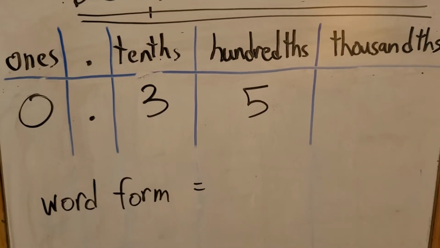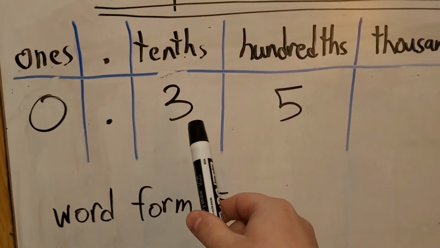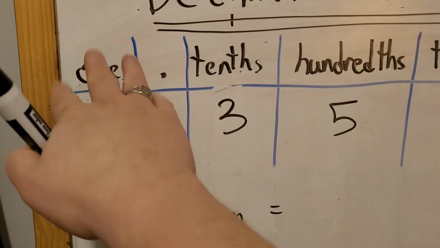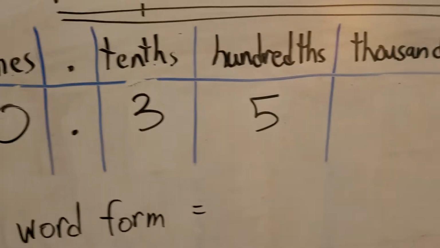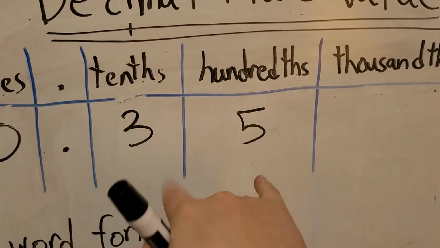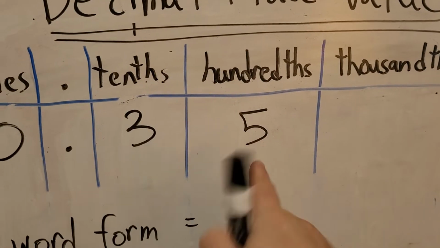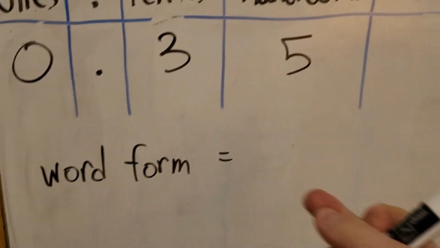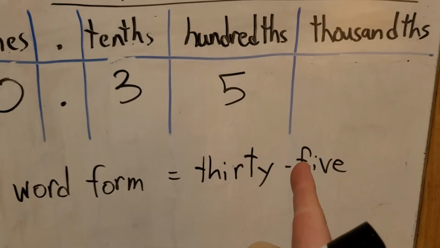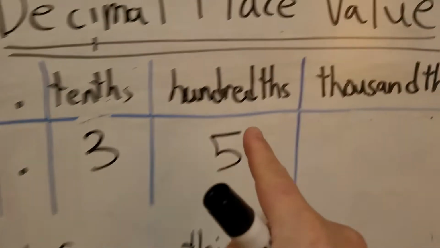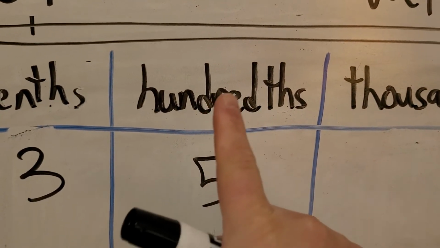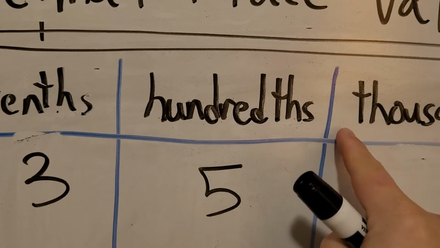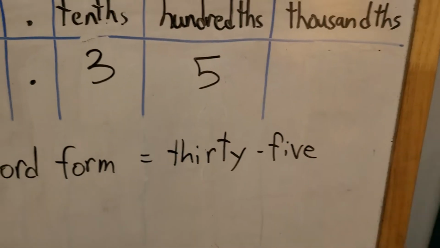Okay, let's talk about decimals in word form. How do we do word form? It's super simple. Here's what you do. First, you check the ones. If you got nothing in the ones column, ignore it. Then look at your decimals. Read the number like you would if there was no decimal there. 35. Then, after you've written 35, look to the far right decimal. This is our last one. So we say 35 hundredths.